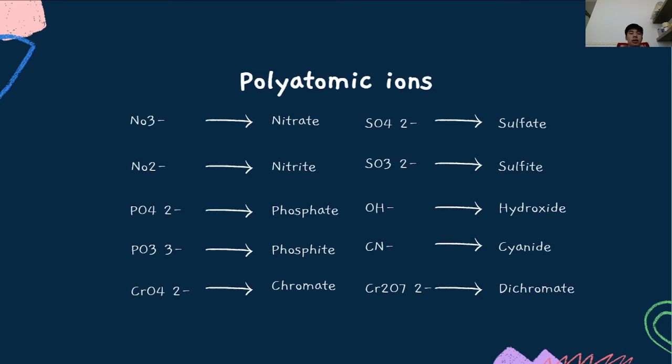PO3 3- is called phosphite. SO4 2- is called sulfate. SO3 2- is also known as sulfite.